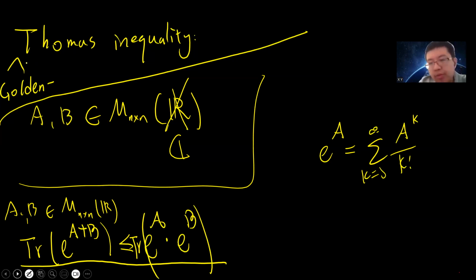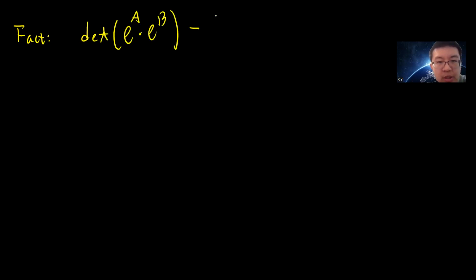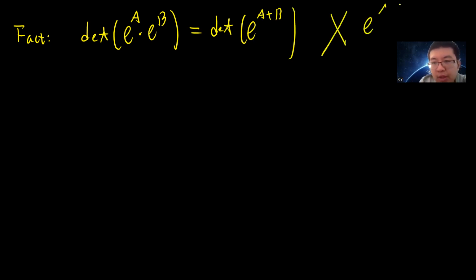But we can prove a very simple one. There's another fact which I will prove today. Basically, if you take the determinant of exponential A times exponential B, this will be the determinant of exponential of A plus B. Notice that since A, B are matrices, they don't commute, so obviously we definitely don't have exponential A times exponential B equal to exponential of A plus B. So this is also a little bit non-trivial.